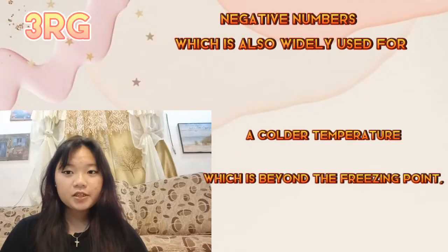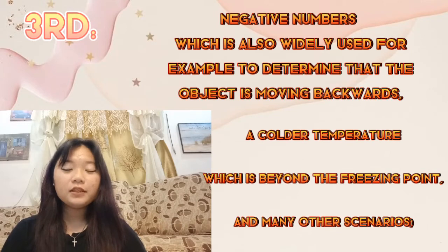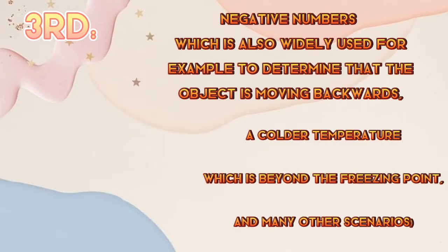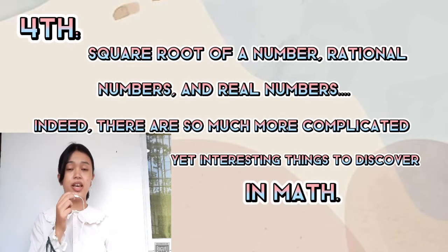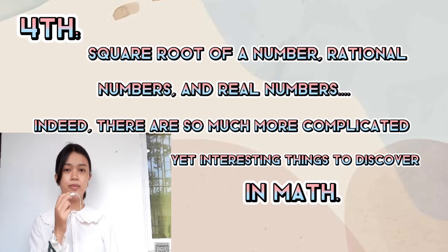Negative numbers, which are also widely used, for example to determine that an object is moving backwards, a colder temperature beyond the freezing point, and many other scenarios. Square root of a number, rational numbers, and real numbers. Indeed, there are so many more complicated, yet interesting things to discover in math.